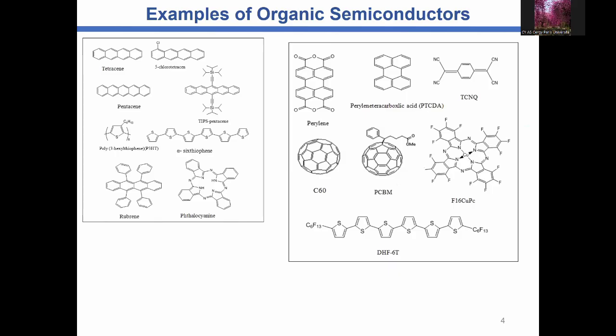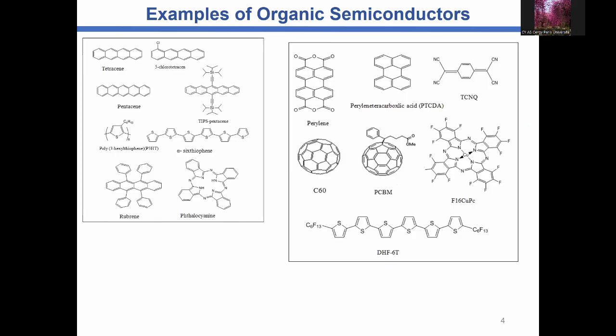So it means that your second bonding here is delocalized over all the carbons. So this delocalization will give some structures similar to the valence and the conduction band of inorganics. The same we can see with these structures.